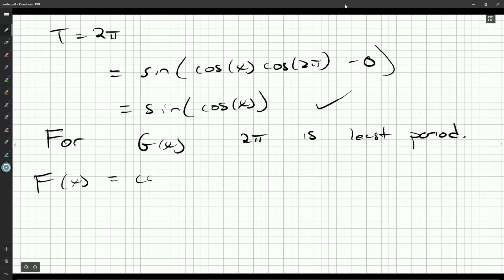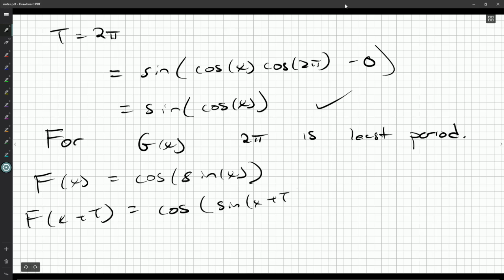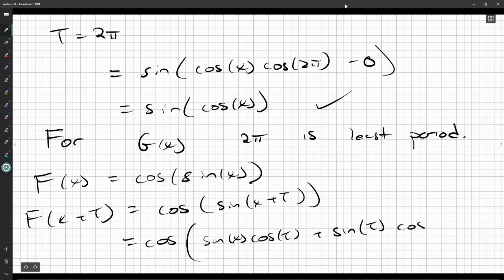So that's things switched around. That's the cosine of sine. And we're once again going to look at x plus t. And we're going to have sine of x plus t, so we'll expand that out. So sine of x cos of t plus sine of t cos of x. And so just as before, we really don't like seeing this cos x here. We want to get rid of it. So we want sine of t to go away.